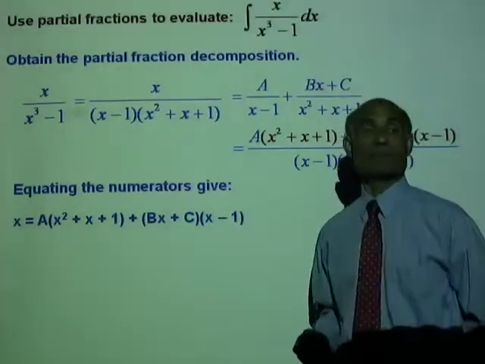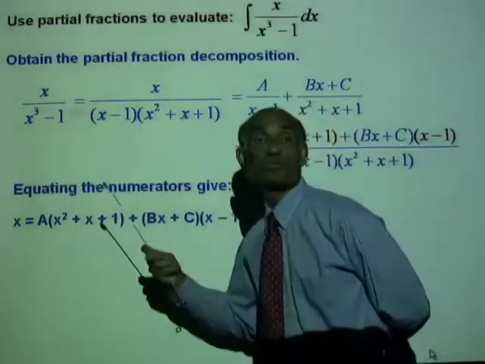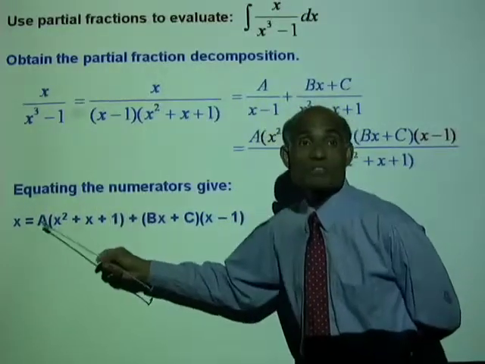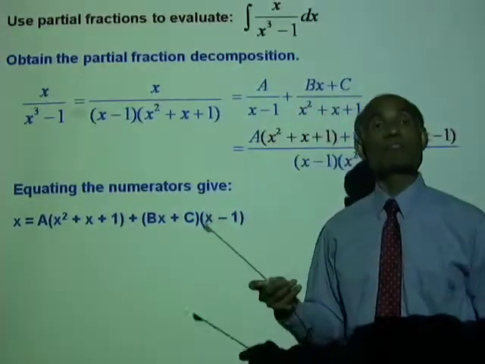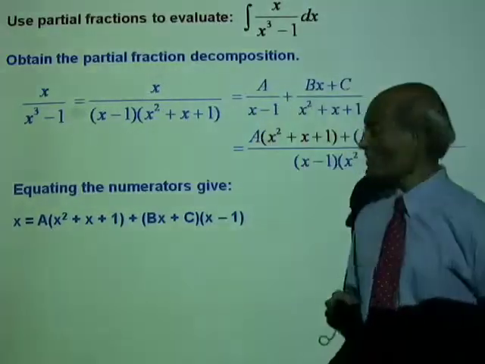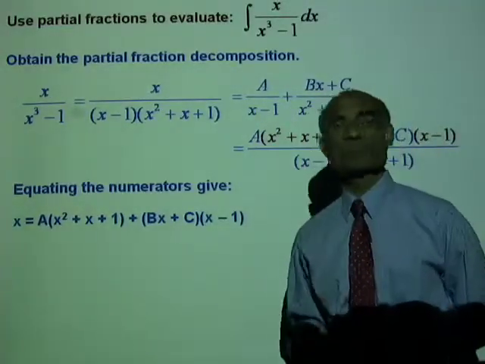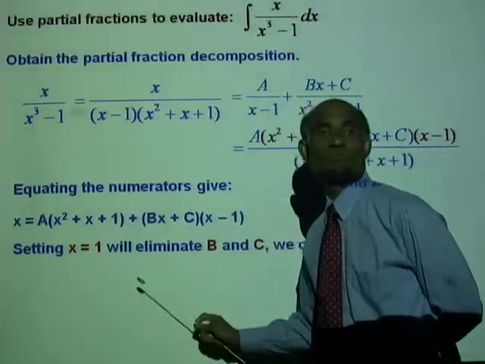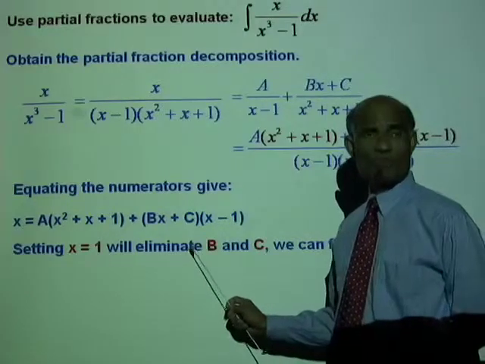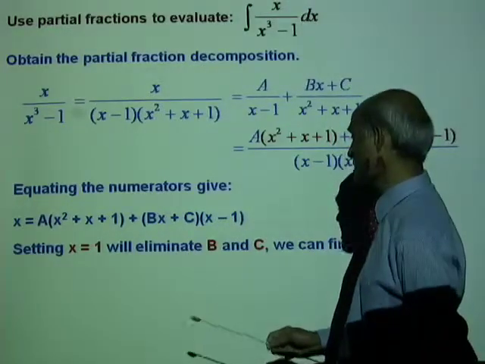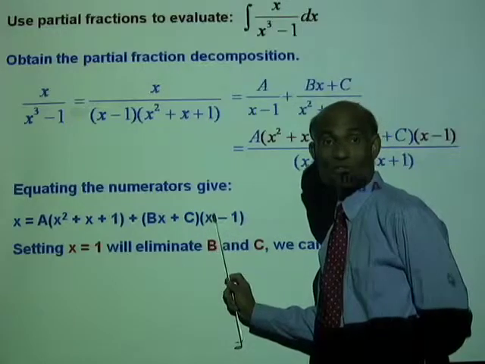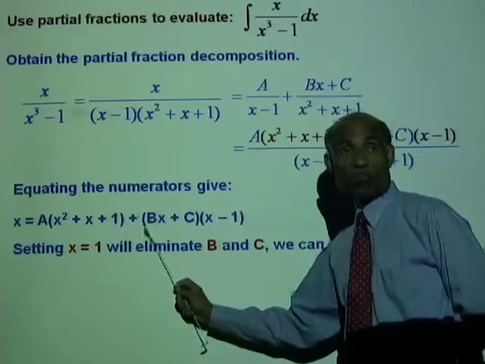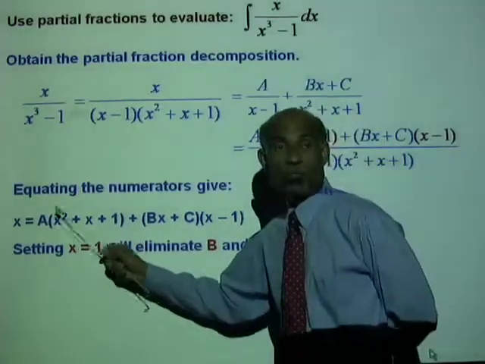And there you have it. Our aim now is to choose appropriate values of x to reduce two of the constants to 0 and find the value of the next one. Well, this is not as simple as the ones we have been doing. So we start by setting x equal to 1, and x equal to 1 will eliminate b and c. Is that right? Yes, because x equal to 1 will make this 0, and that will eliminate the whole of that. We can find a.